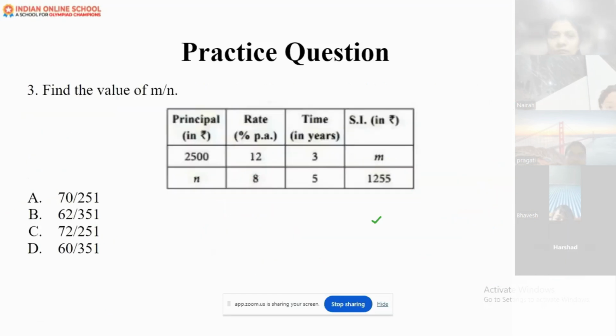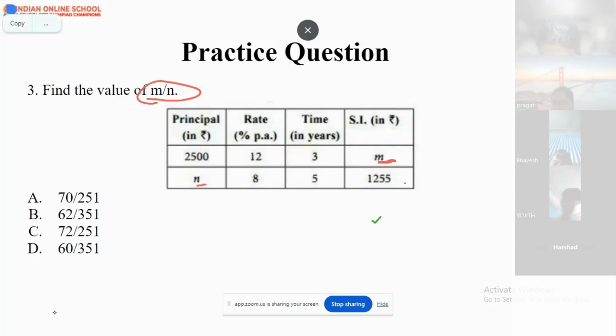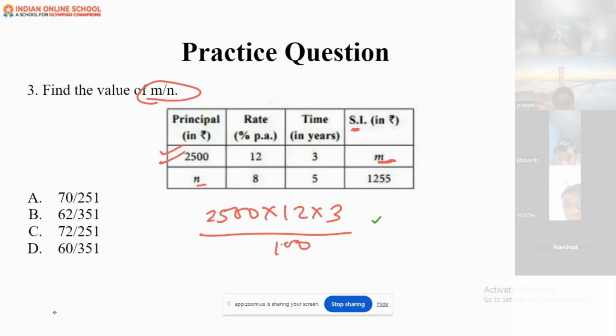This is the question. This is also a very simple question, but it looks very typical. Here we have to find the value of m and n. So first we have to find the value of m. How will we find the value of m? Solve in your notebook. Here we only need to find simple interest. This is the first thing you have to solve. Yes, solve in your notebook, everyone.